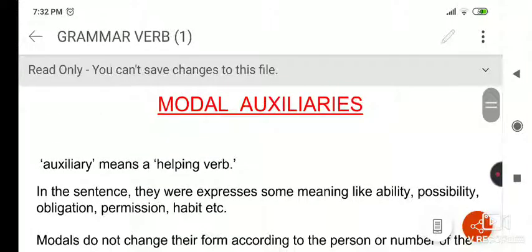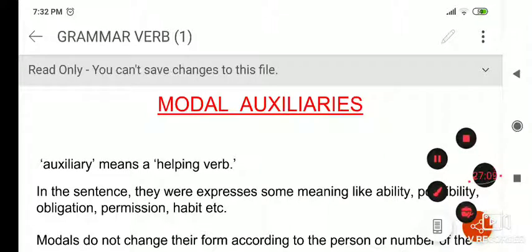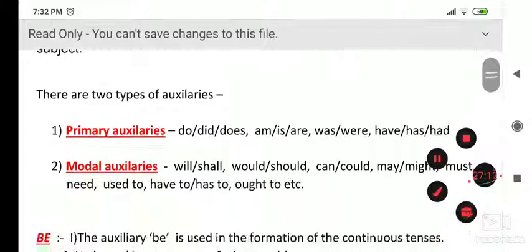So this lesson shows that we can use the modal auxiliary in the sentence which expresses the meaning. So in this lecture we will stop here.